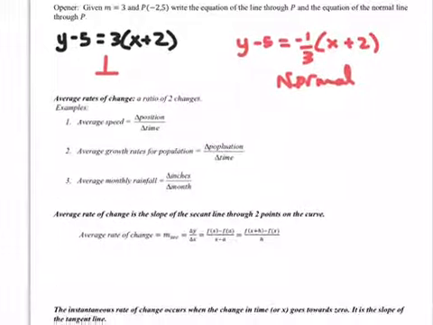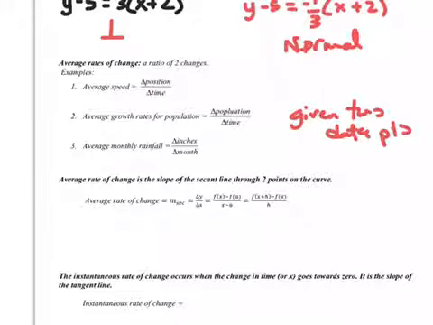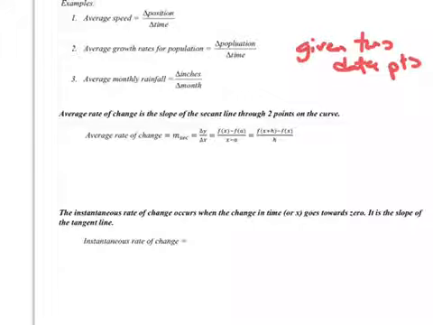Okay, so the average rate of change is just a ratio of two changes. It's typically on some interval, given 2 points, given 2 data points. You could find average speed or average growth rate of population or average rainfall. Average rate of change is the slope of the secant line through those 2 points. So we've covered this before. We got our two forms here and here for that difference quotient.